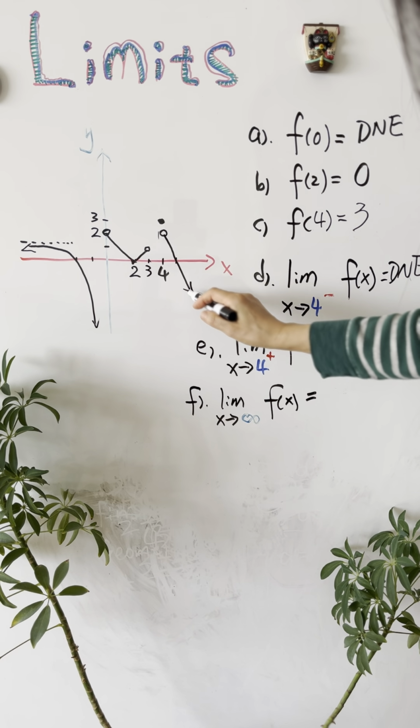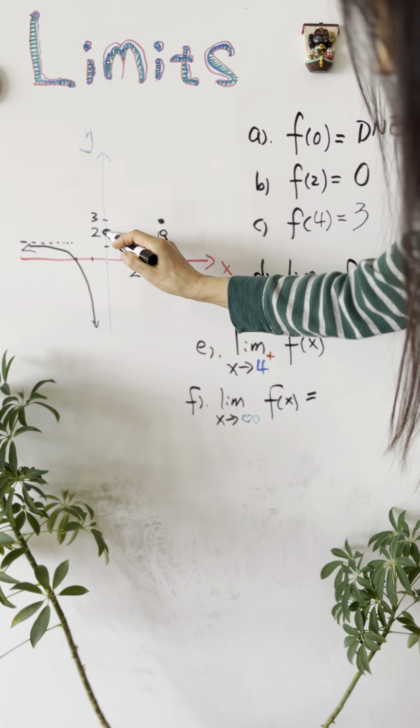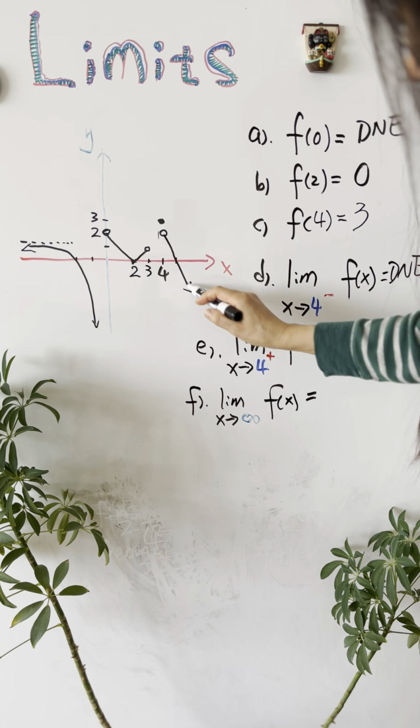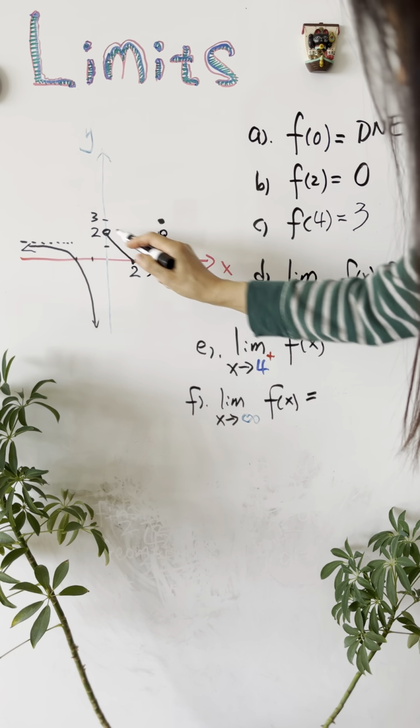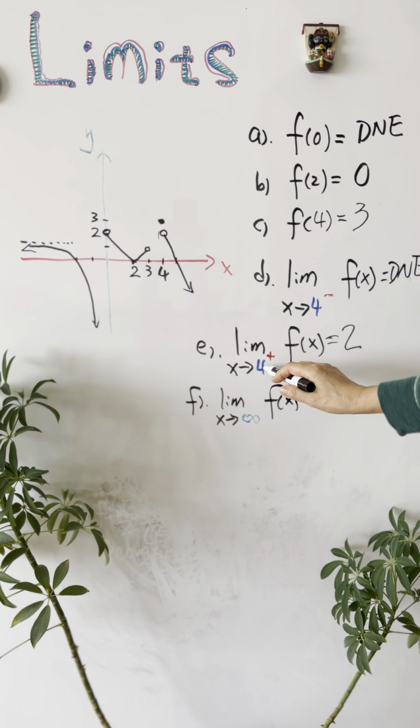Then from the right hand side of 4, the limit is approaching 2. It's not the function value. This is the function value. But from the right, approaching 2. So this one equals 2. When the limits from the left and from the right are not the same number, we say the limit when x approaches 4 does not exist.